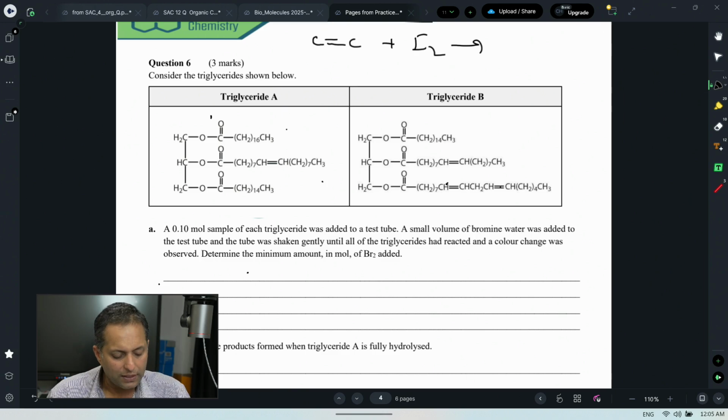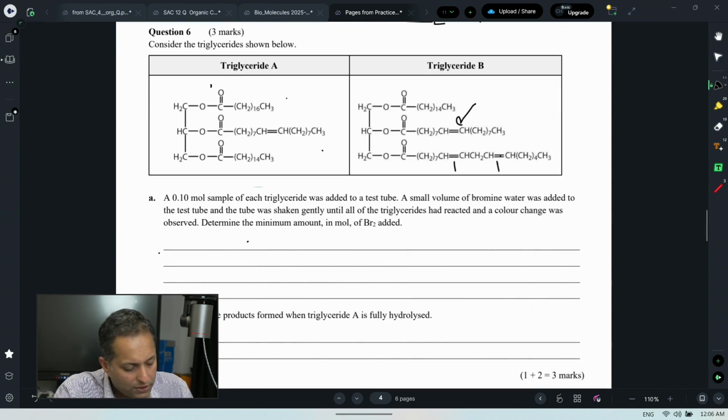Now when you come to triglyceride B, it's an interesting one. You have one carbon-carbon double bond. Now look at this one. This has got 1, 2, 3. So it has three carbon-carbon double bonds. And now let's look at the question.